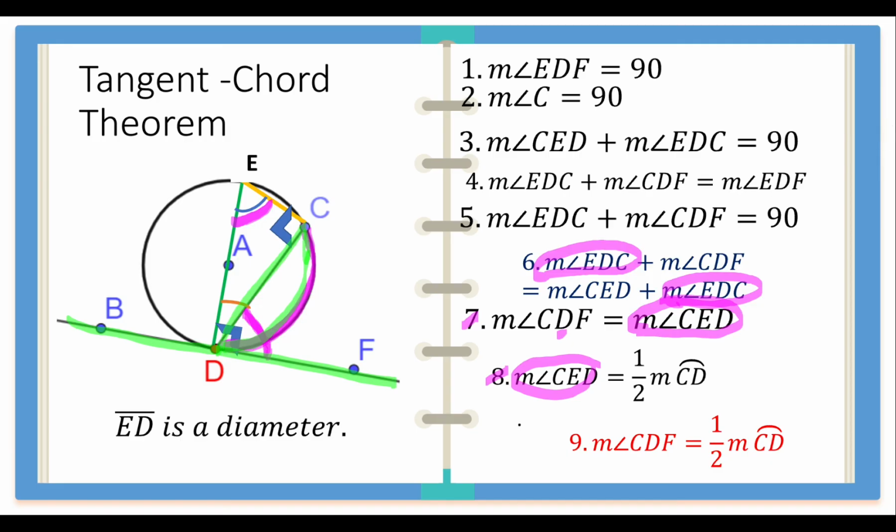that 1/2 the measure of the intercepted arc is equal to the measure of the angle on the circle. Again, the tangent chord theorem says the measure of the angle on the circle formed by the chord intersecting the tangent segment at the point of tangency is equal to 1/2 the measure of the intercepted arc.